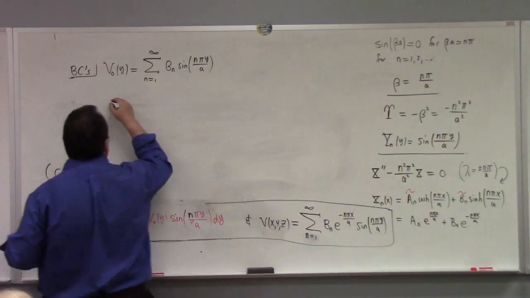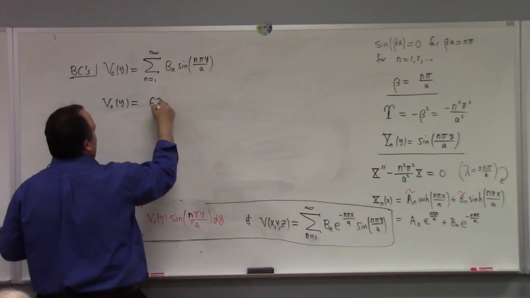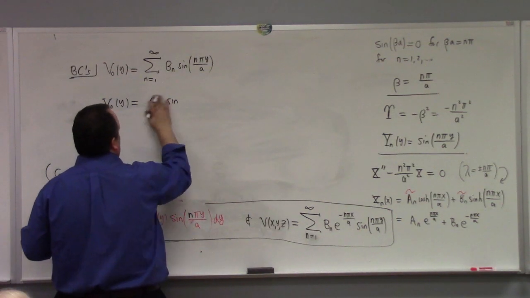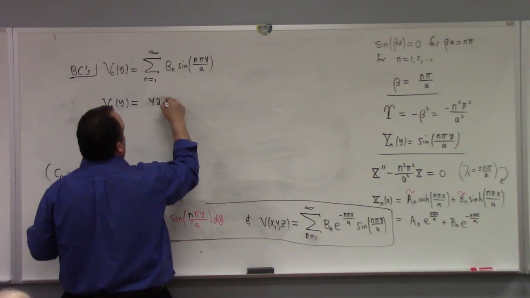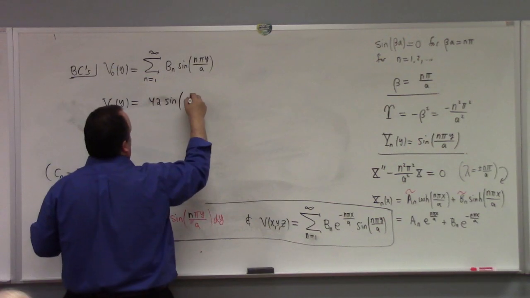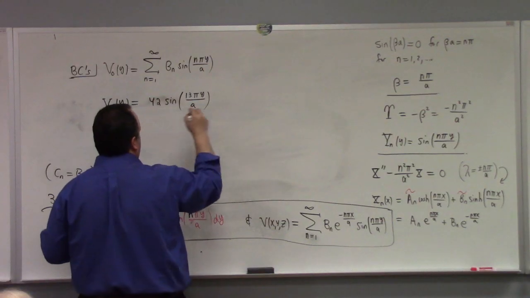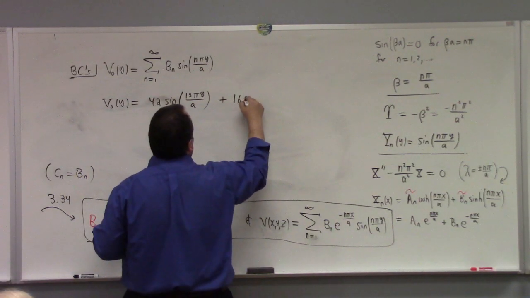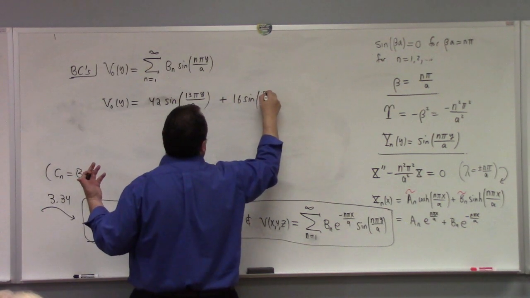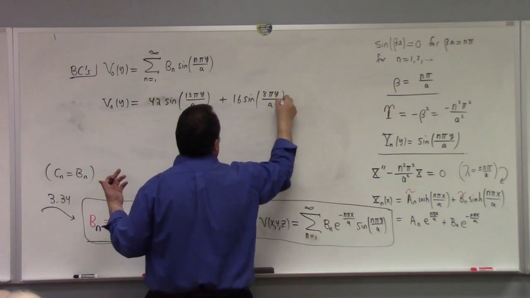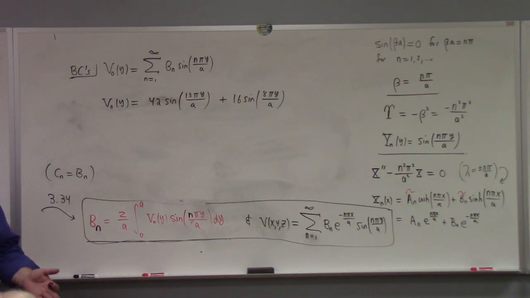Suppose V naught of y is equal to 42 sine of, I don't know, 13 pi y over a, plus 16 sine of 8 pi y over a. I'm refusing to make this problem less annoying. We give a value for a like 1.